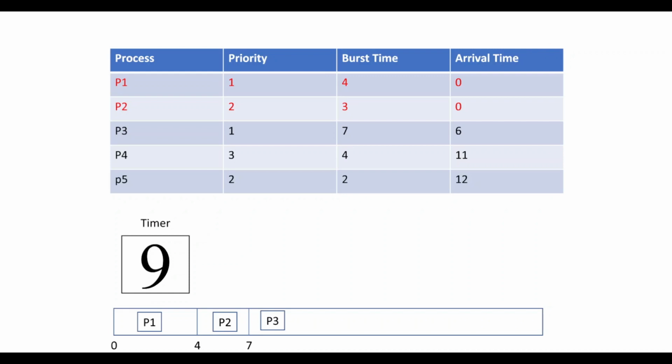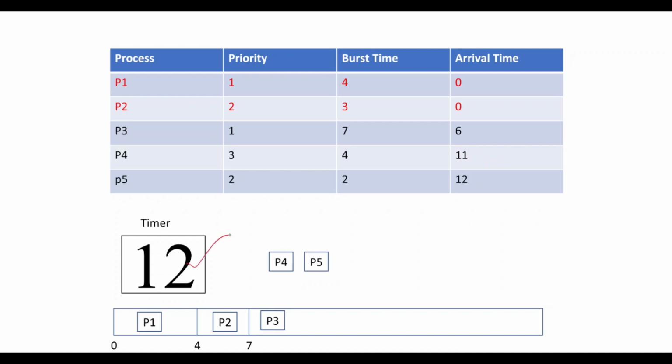You need to keep track of how many seconds P3 requires: 7 seconds, out of which we have executed only 2 seconds. So 3 more seconds have been executed. At the 10th second, nothing has arrived. At the 11th second, we have got P4, so that has been added to the ready queue. Still P3 will continue for 1 more second.